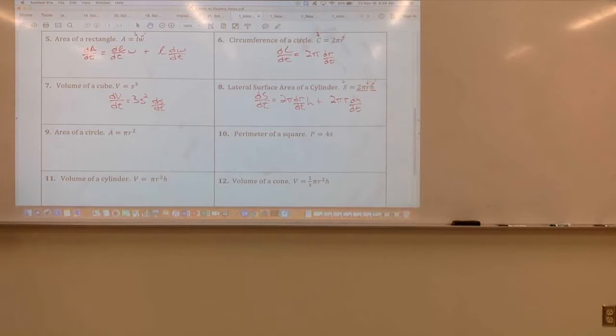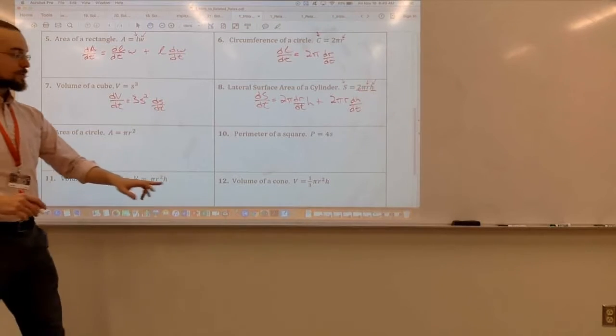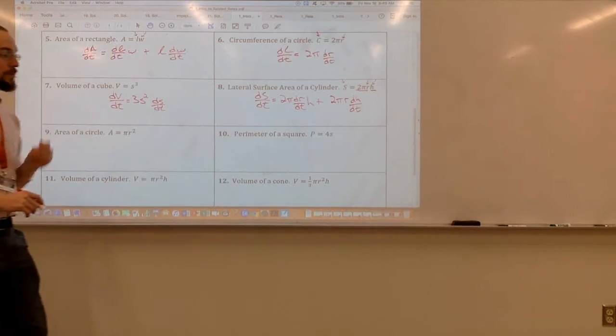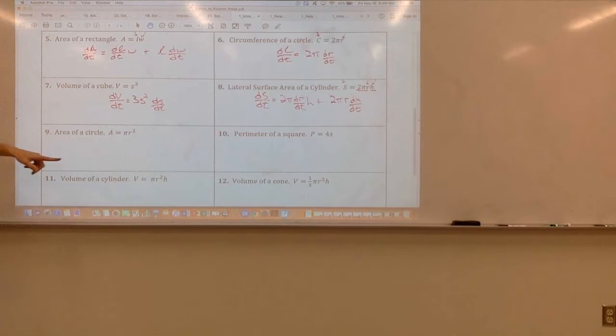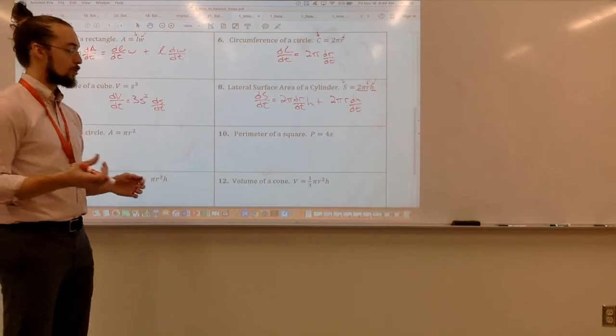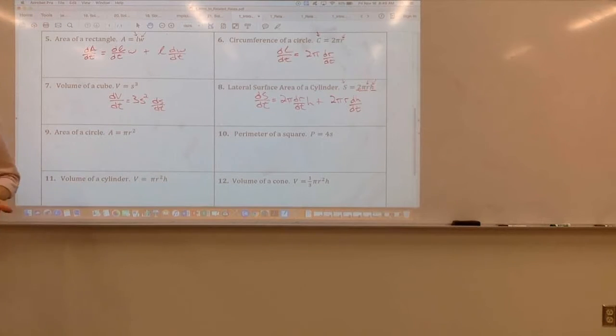So one of the most common things that shows up on the AP test is volume of a cylinder or volume of a cone. It could be something like we are pouring water into a cylindrical or a conical vessel. How fast is the volume of the water changing when the radius is 5? Something like that.